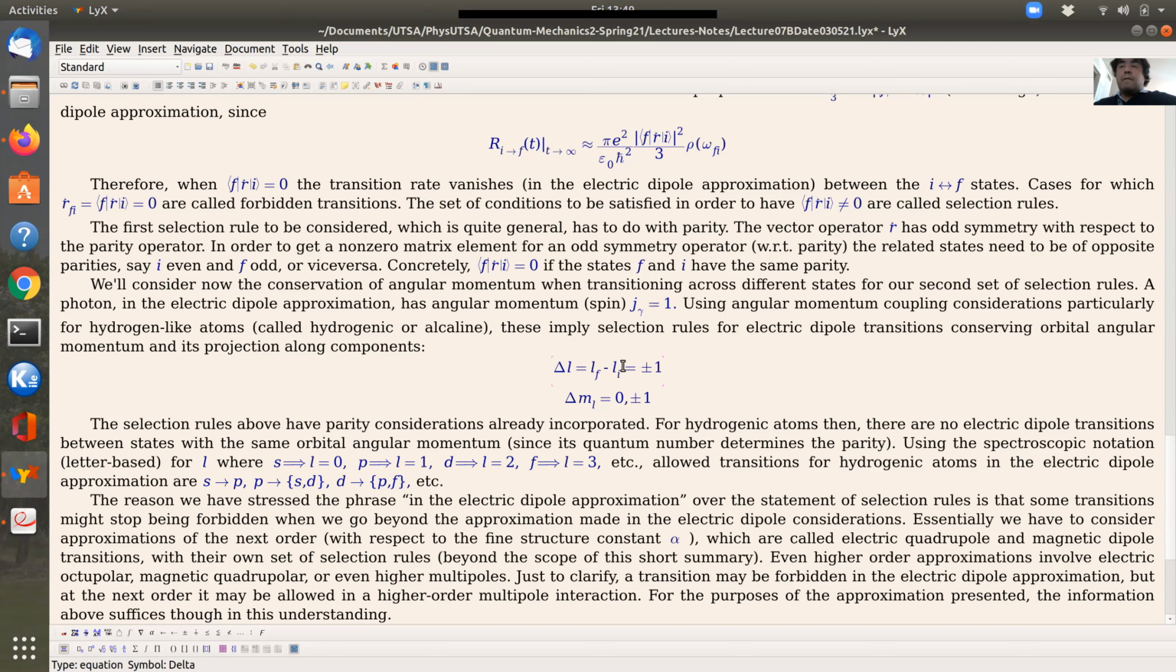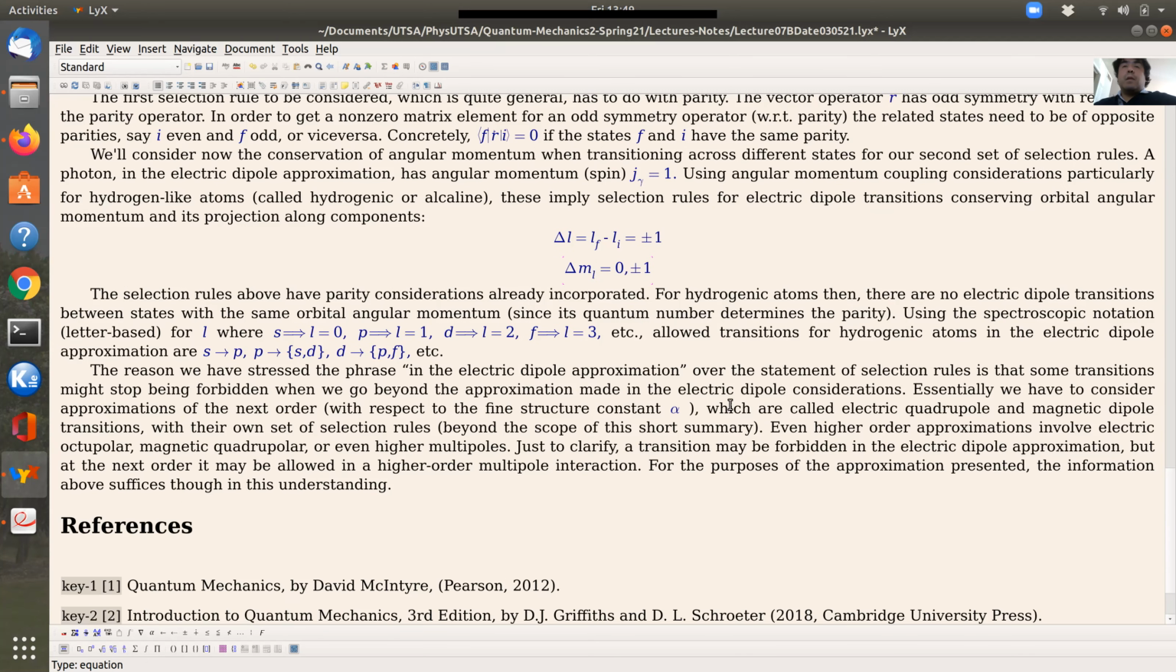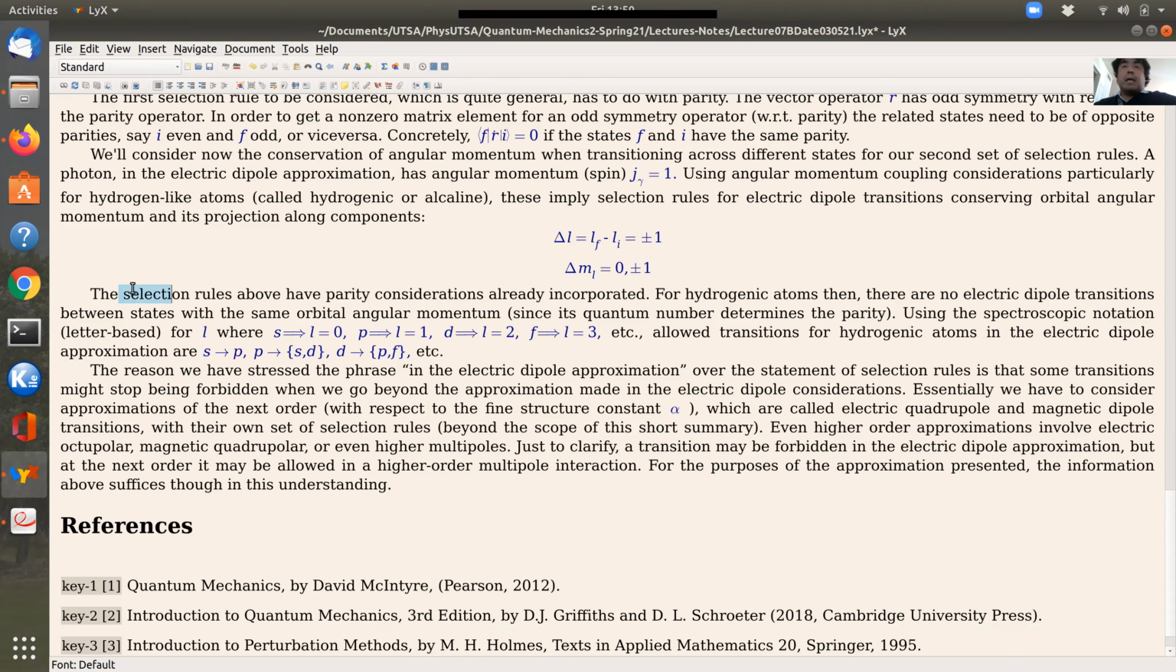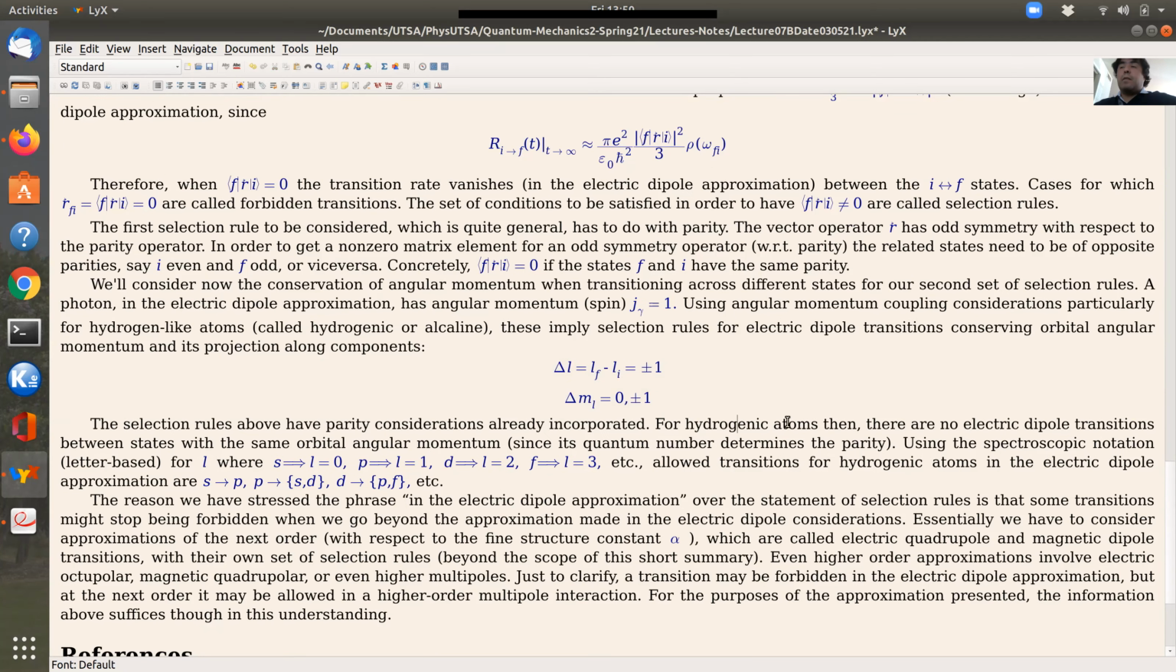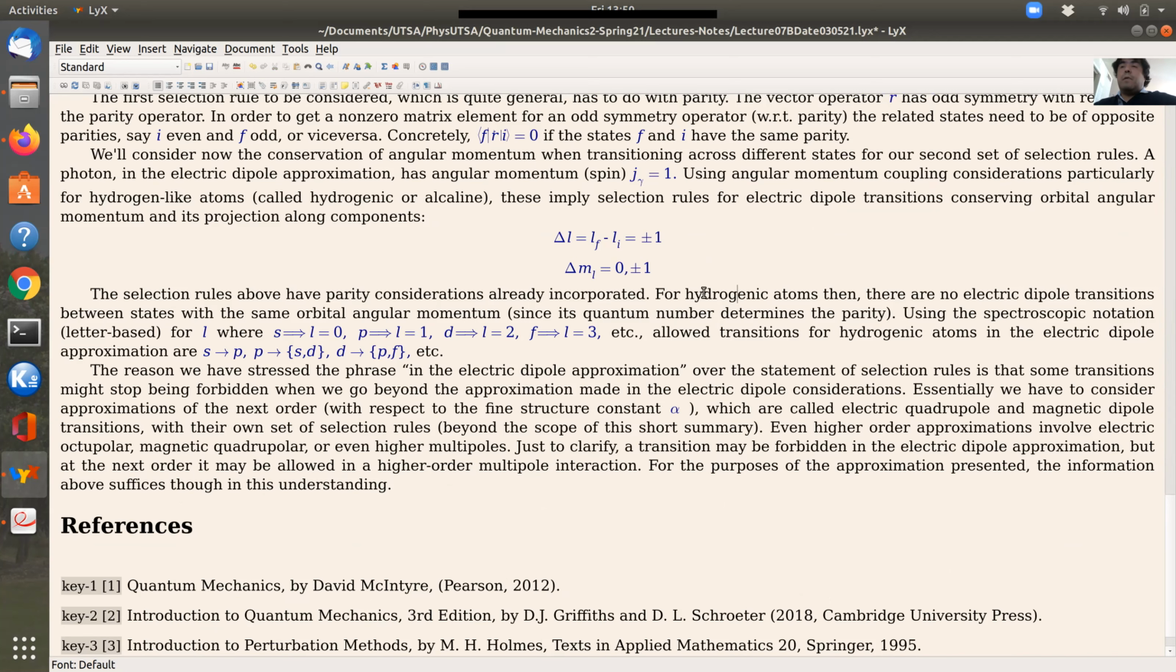And therefore, in this approximation up to what we have assumed at this point, the change in the orbital angular momentum between the initial and final states for the hydrogen atom has to be plus minus 1. And then the change in the quantum number m can be 0 or plus minus 1. So I have to also mention that these selection rules that I have mentioned over here have already the parity considerations that I mentioned before already incorporated. So essentially, this is important because for hydrogen atoms, there are no electric dipole transitions between states with the same orbital angular momentum, meaning where delta L is equal to 0, that is not allowed. That's a forbidden transition because delta L has to be equal to plus minus 1.